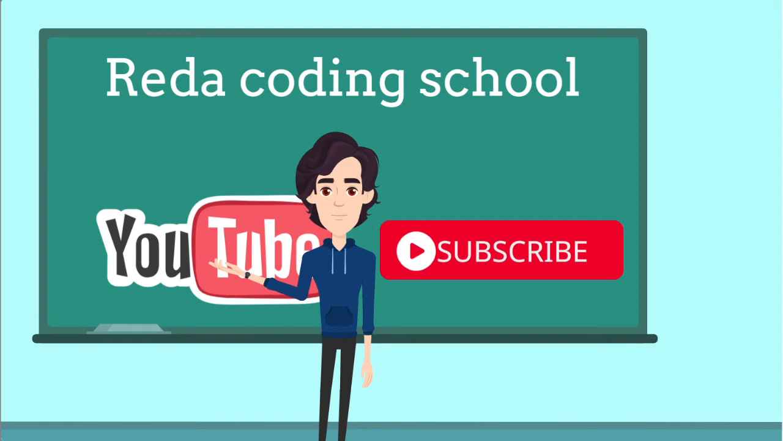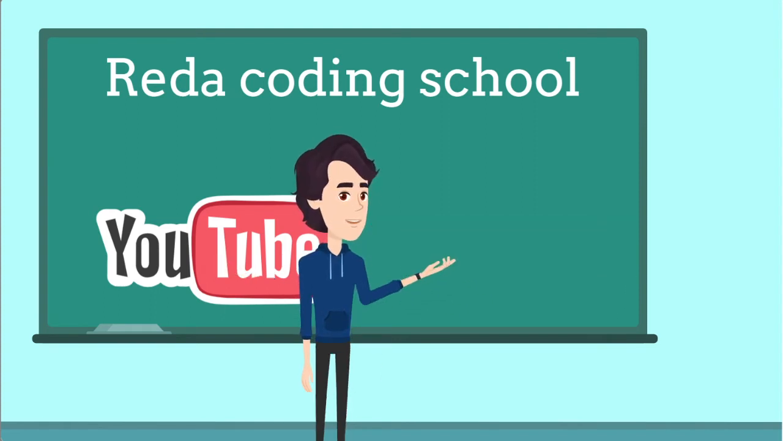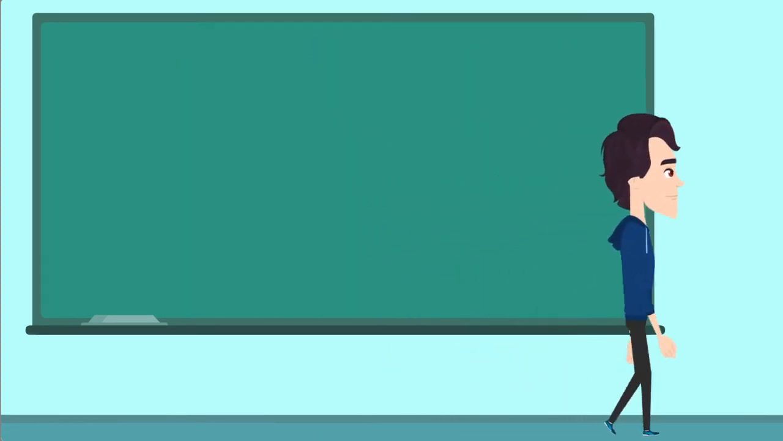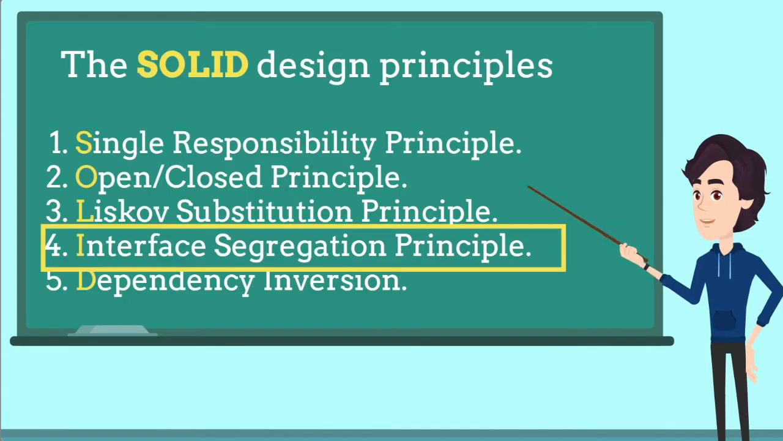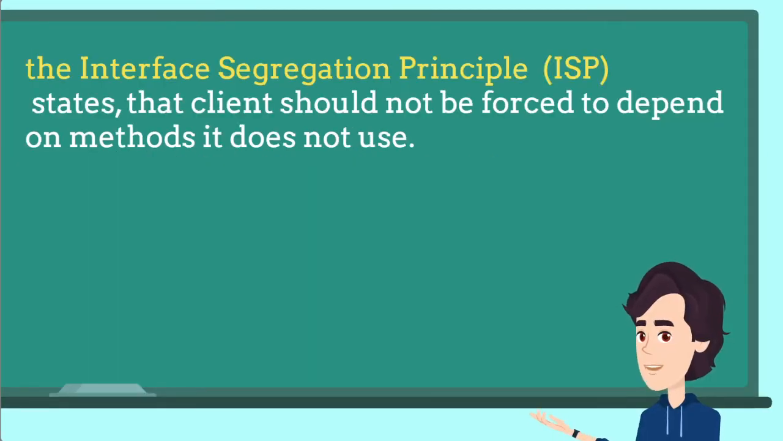Before we start, I want to show you what you will learn in today's video. In this video, we will understand and see an example in Python of the interface segregation principle. I will use Python 3.8. So, let us start. The interface segregation principle states that client should not be forced to depend on methods it does not use. We will take an example to understand more.